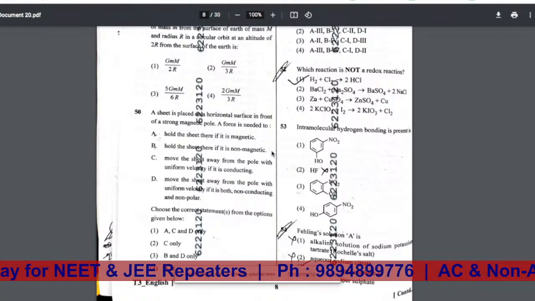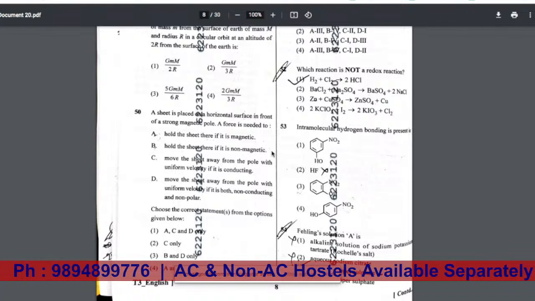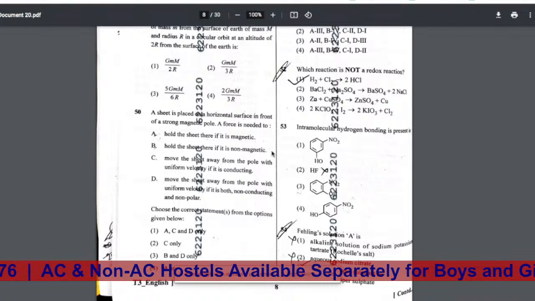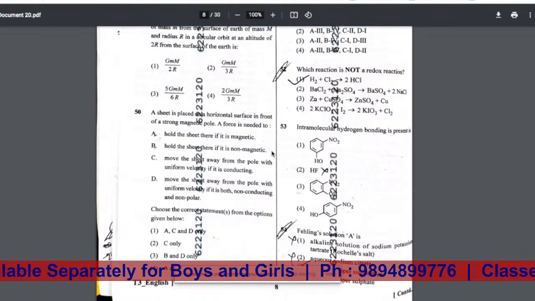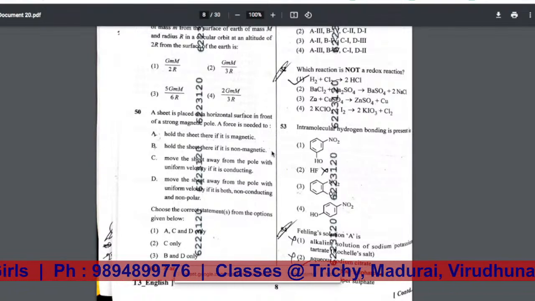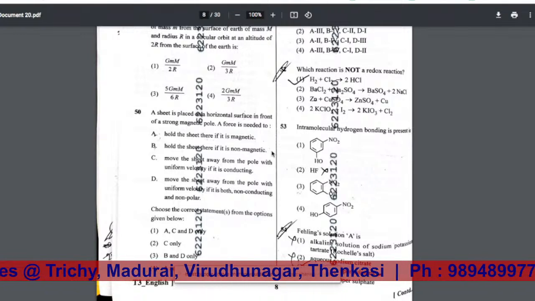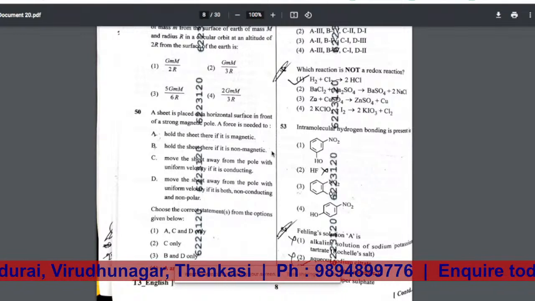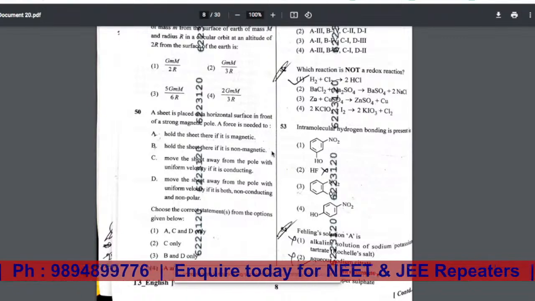Now, if we check the third one, this is orthonitrophenol. In orthonitrophenol, there is hydrogen bonding between the OH group's hydrogen and the NO2 group's oxygen. That hydrogen bonding is known as intramolecular. If we check the fourth option, it is para-nitrophenol. So there is also no intramolecular hydrogen bonding. There will be intermolecular. So the correct answer for this is the third option. In the third option, there is intramolecular hydrogen bonding.